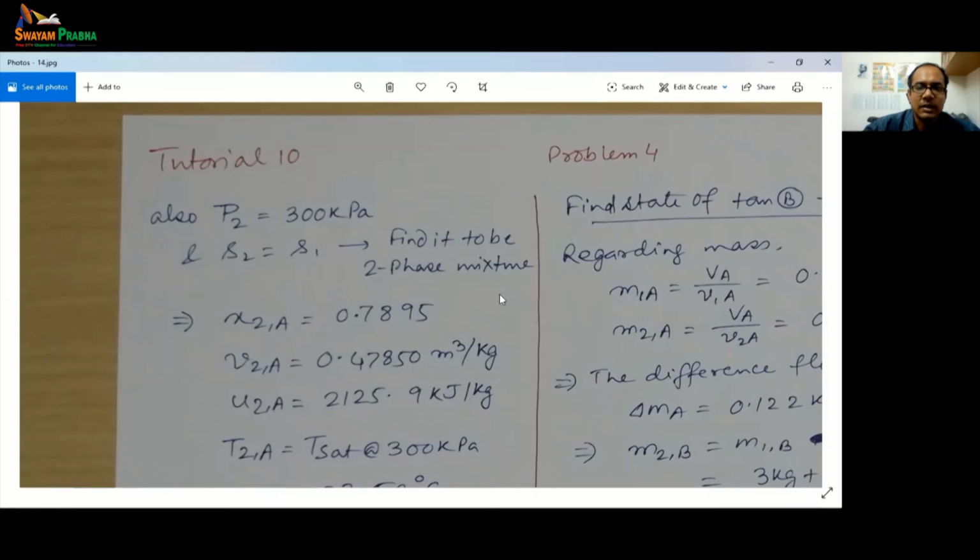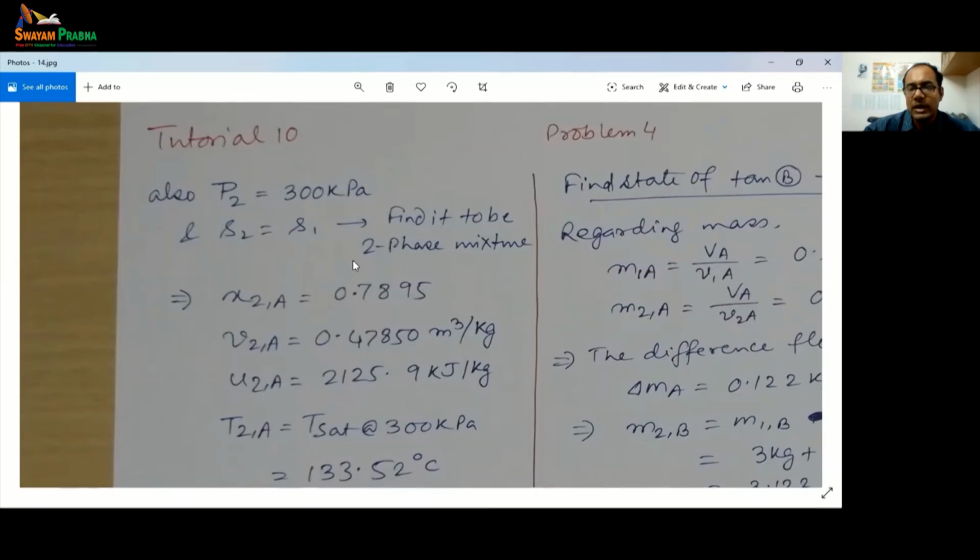So now you can look up the value of S2, and see corresponding to 300 kPa where it lies. You know how to do it. You have to see whether it lies between sf and sg corresponding to 300 kPa. If it lies there, then it will be a two-phase mixture. I am not going to show that process again. You have learned it by now, and you will see that it lies in the two-phase region.